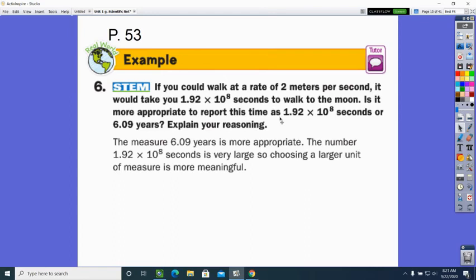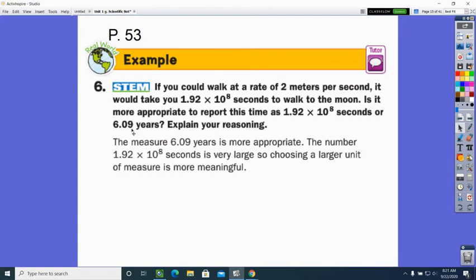So basically what we talk about here is if the distance or the object is really big, you want to use a bigger unit to describe it. This doesn't really show very clearly that length of time, but boy, 6.09 years does. Again, I want to remind you, if we convert seconds to years, these are the same value. But the minute I see that, I'm like, holy cow, it'll take me 6 years to walk to the moon.